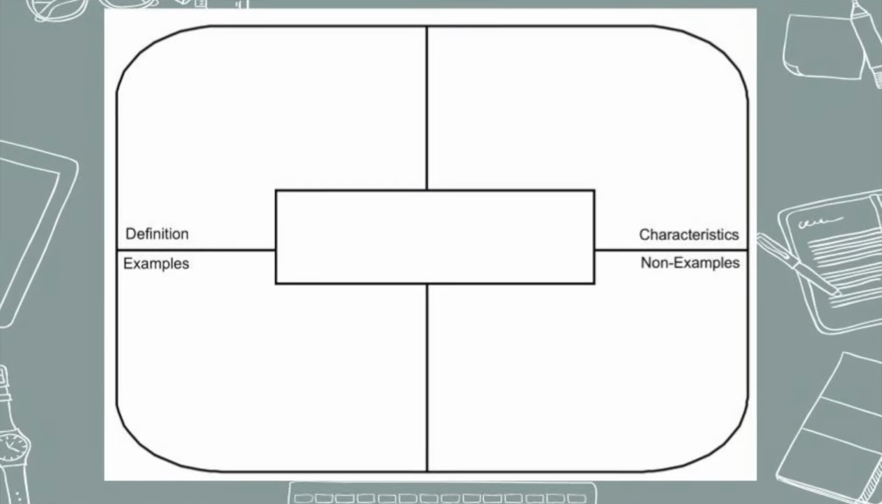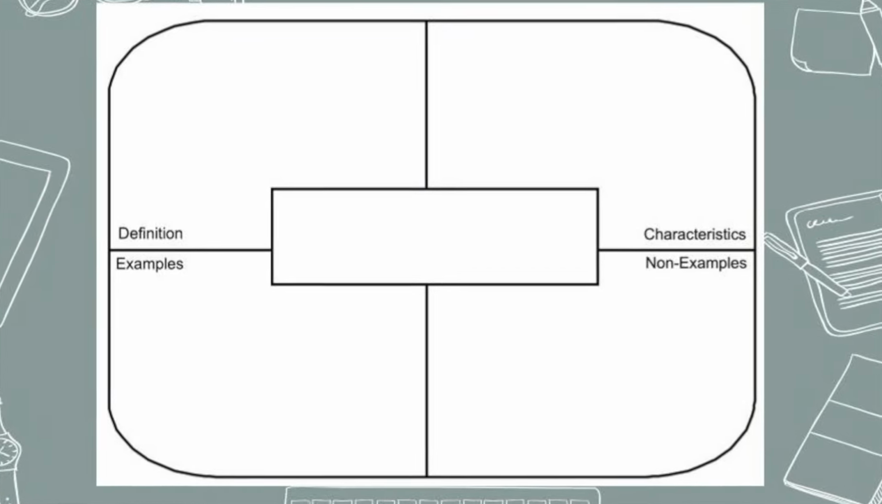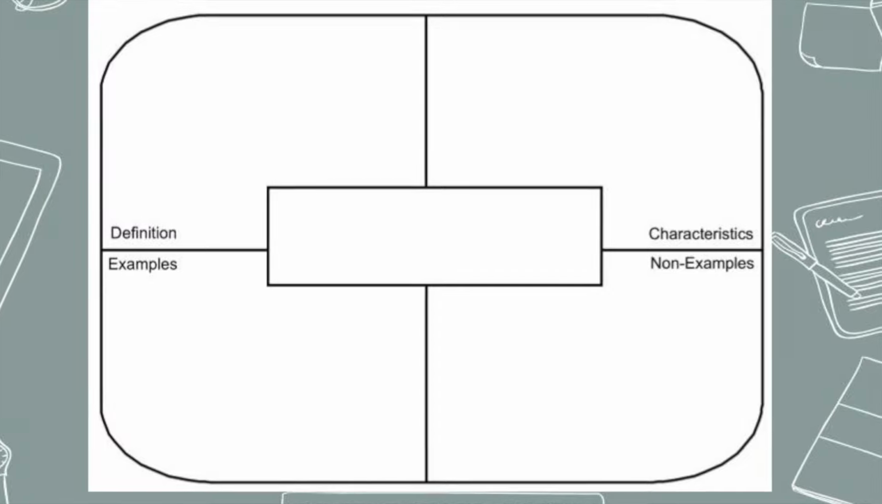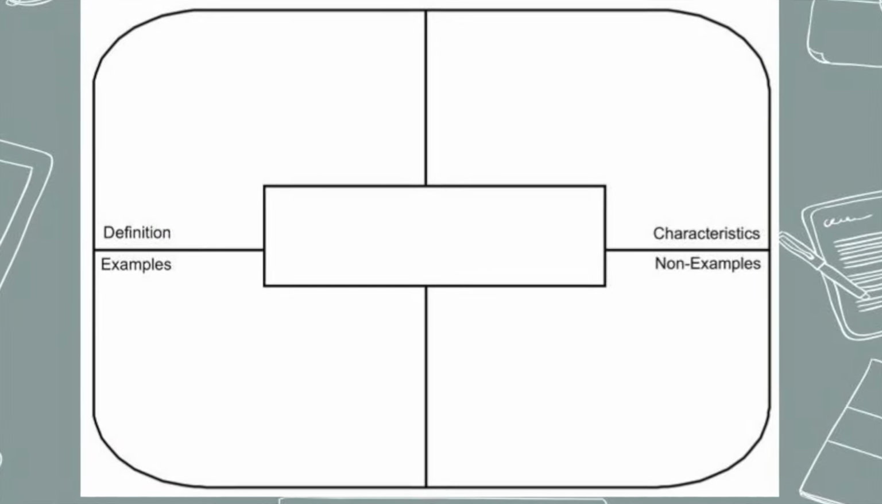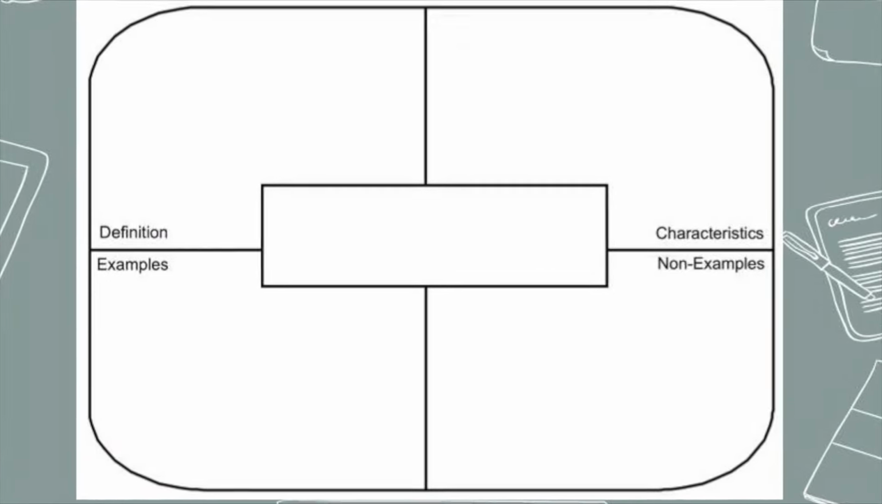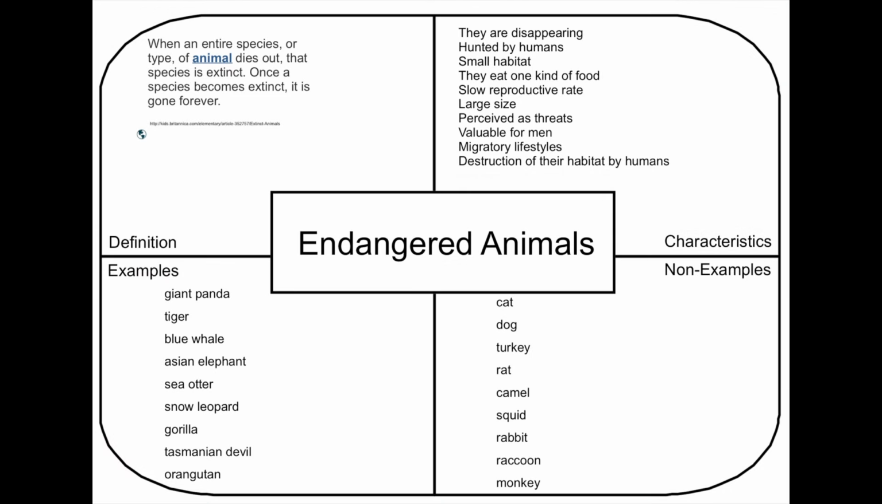It is divided in 4 sections: examples, non-examples, characteristics, and a definition for the concept. Before you introduce the concept to students, you should complete your own Frayer model with the elements you want your students to come up with. I chose to use endangered animals as a model.